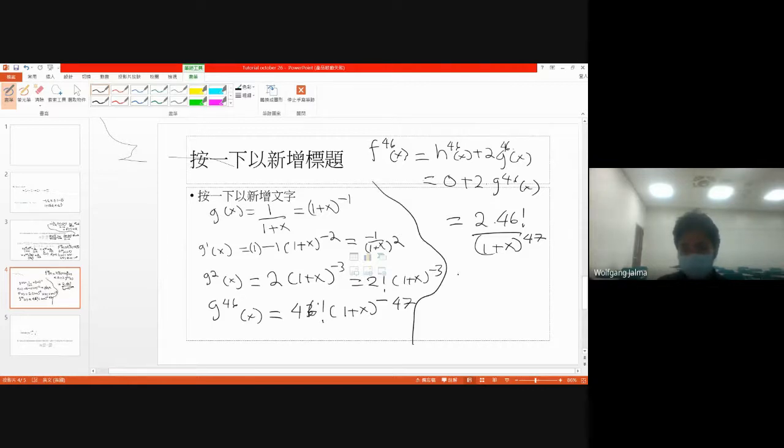So the answer will be just 2 times 46 factorial over (1 plus x) to the power of 47.